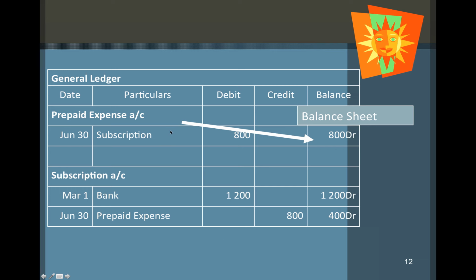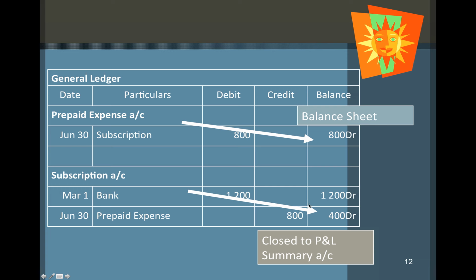Now what's important to note here is because this is an asset, it's going to show up in our balance sheet. That $800 will be recorded in the balance sheet at the end of the accounting period, and it needs to be there because it's an asset. We've paid for it, we are expecting to receive a service in return, and we will receive that service in the next accounting period. So it's going to sit in our balance sheet as an asset. This $400, and you should realise this $400 in the expense account at the end of the period will be closed to P&L summary.